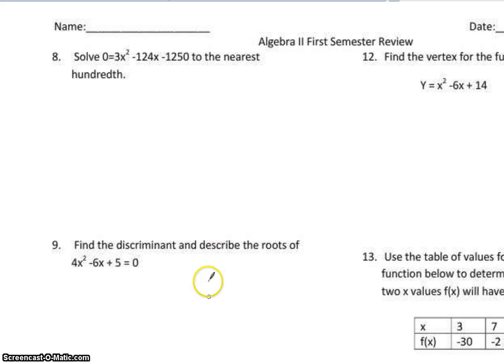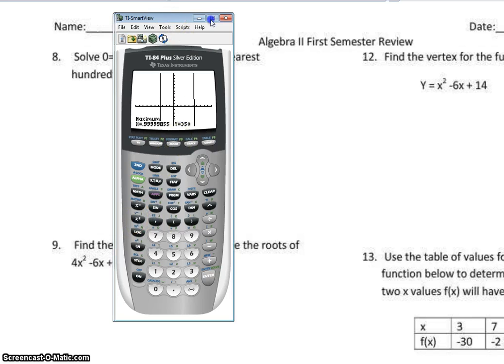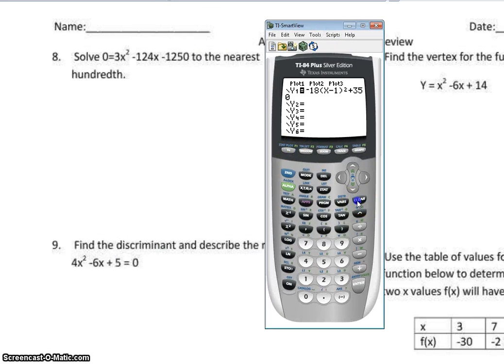Solve to the nearest hundredth. You're going to put this in your calculator at y equal: 3x squared minus 124x minus 1250. We're solving it, so I would go over here and put a 0 at y2. Second, calc 5 for intersect. Enter, enter, enter. And you get -8.3.